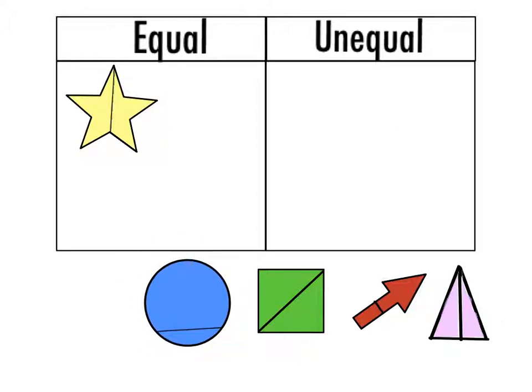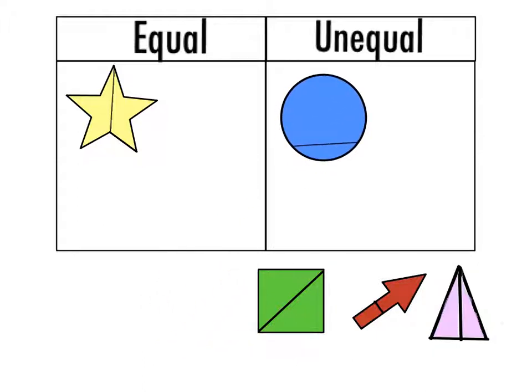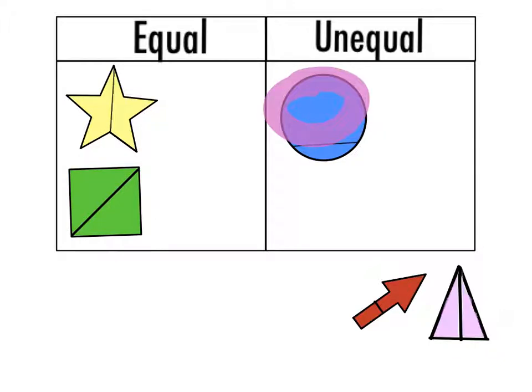The circle goes on the unequal side of the chart because the line is not split evenly. We see that this side is larger than the other. The square is split equally. Although the line does not go from the top to the bottom, both sides are equal in size.